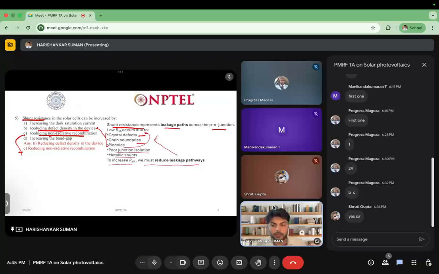Okay, let's move to the next question. This is a numerical question. You have a solar cell whose shunt resistance is 200 ohm and operating voltage is 0.6 volt. Find the leakage current through this shunt resistance. You can take 2 to 3 minutes for this question. Please solve this question now.